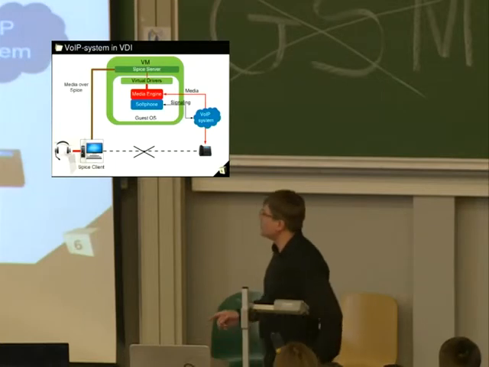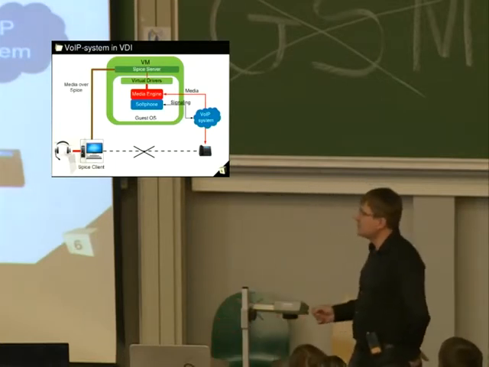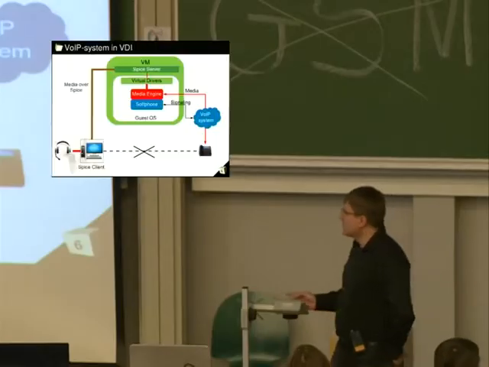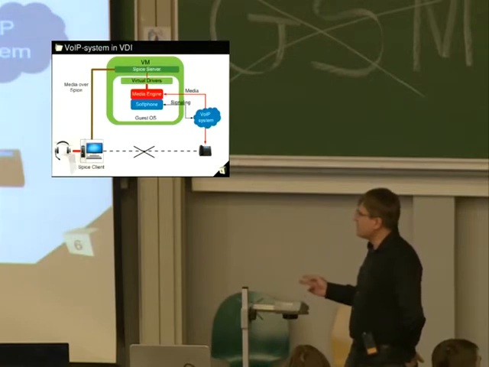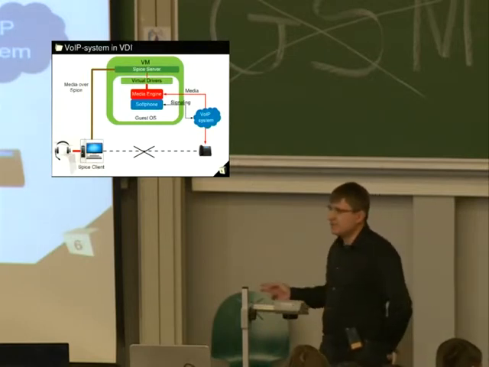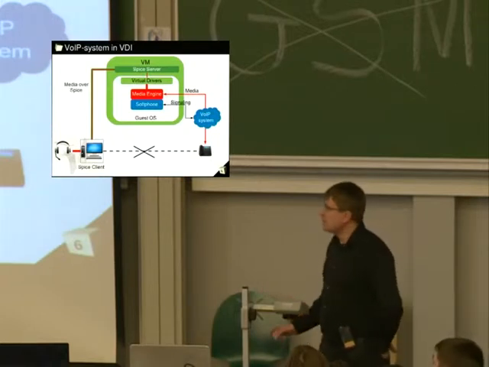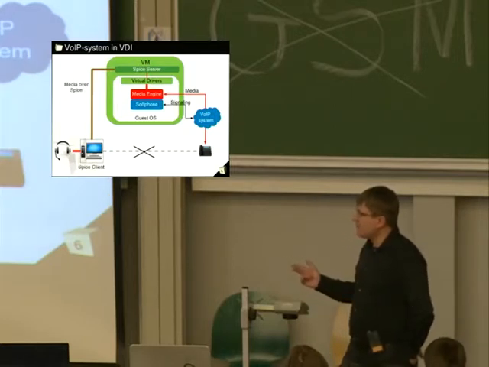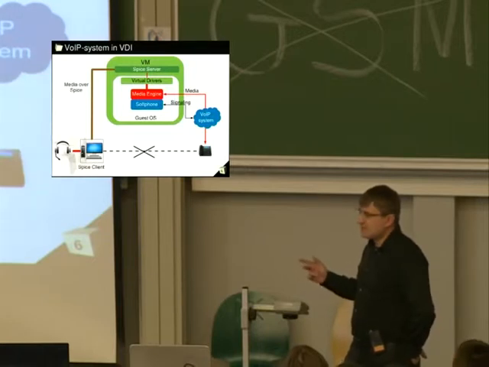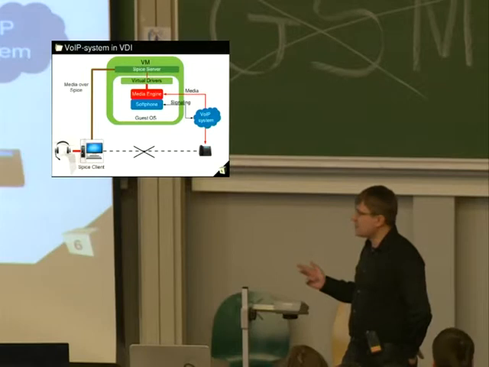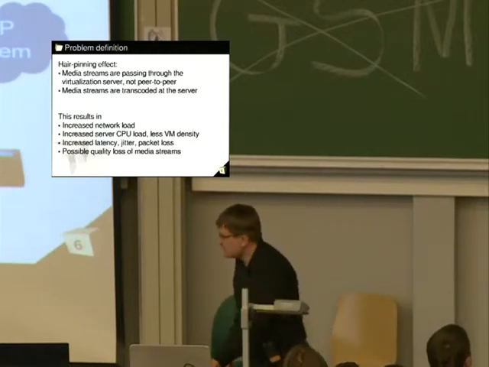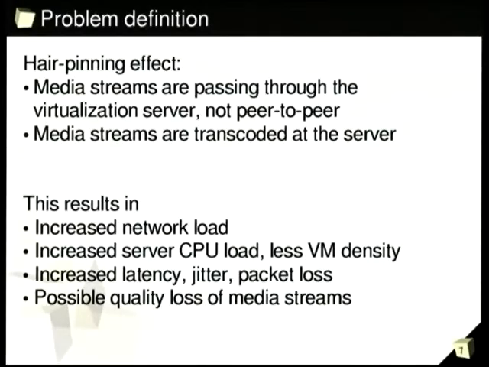Next one, it is even worse. It is a VoIP system and a VDI. If we just install a soft phone in the virtual machine and have some VoIP system like SIP proxy, or whatever, then we can see that media is not traveling peer-to-peer anymore. It is traveling to the media engine in the virtual machine, and then again is transcoded. And the same media path is in the opposite direction from the microphone of the client. It is also non-optimal.